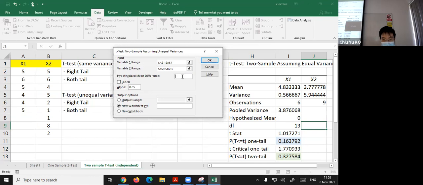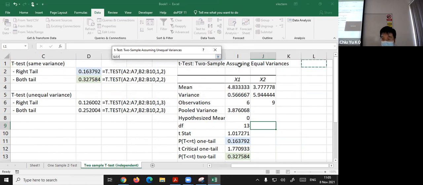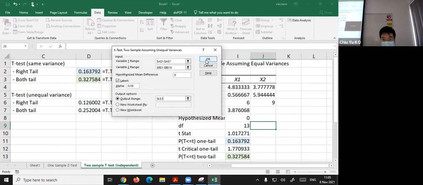And your hypothesis is that they have different means, so the difference is 0. Labels is not checked. For the output range, maybe I want to put it on the right-hand side of here. Okay. Now you can produce it.